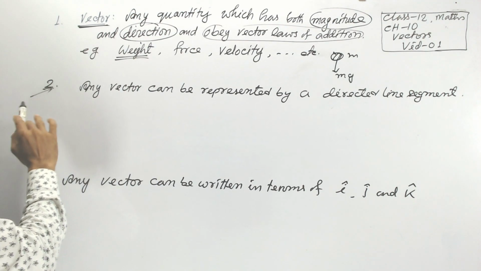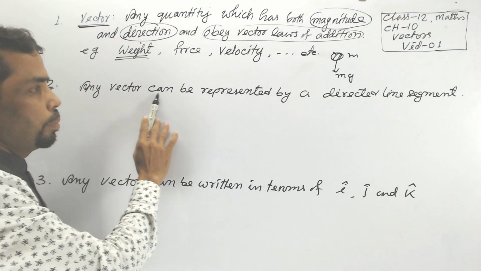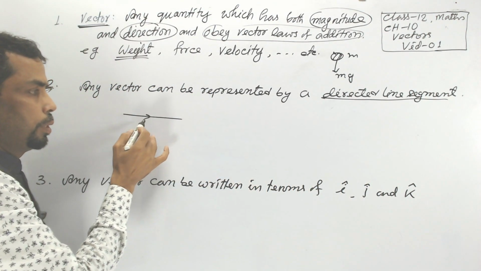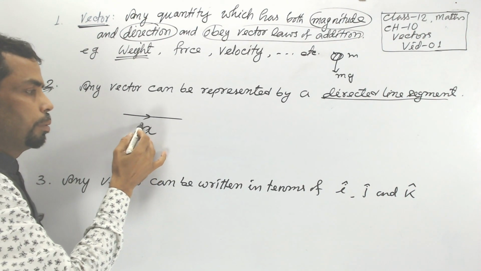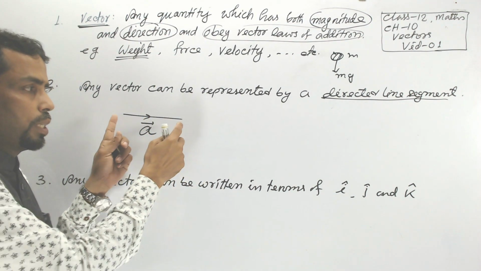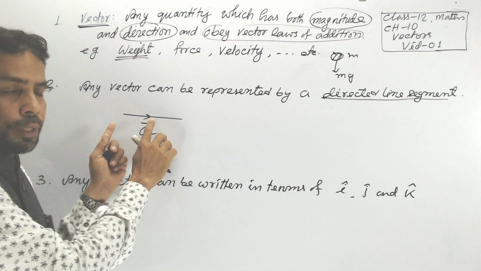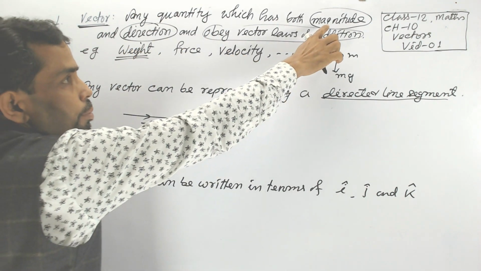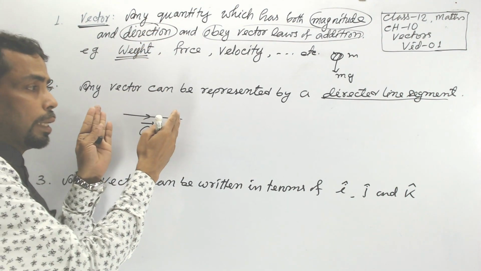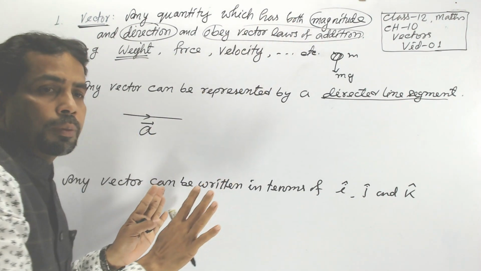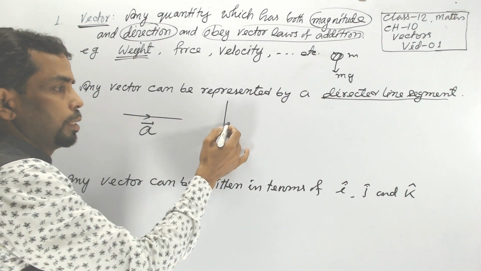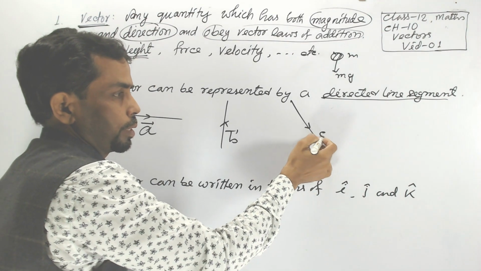The second topic is: any vector can be represented by a directed line segment. Say this is a line segment with a definite direction. It is representing a vector. We can represent a vector because when we draw a line segment with a direction, there are two things: one is the length of the line segment, another is direction. And in a vector also there are two things: one is magnitude, another is direction. So the direction of the line segment represents the direction of the vector, and the length of the line segment gives the magnitude of the vector. So any vector we can represent by a directed line segment. So this is a vector A, this is another vector B, this is another vector C, like this.